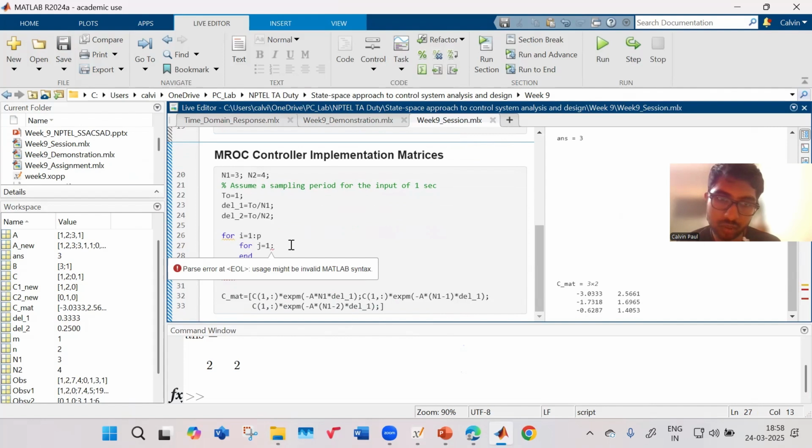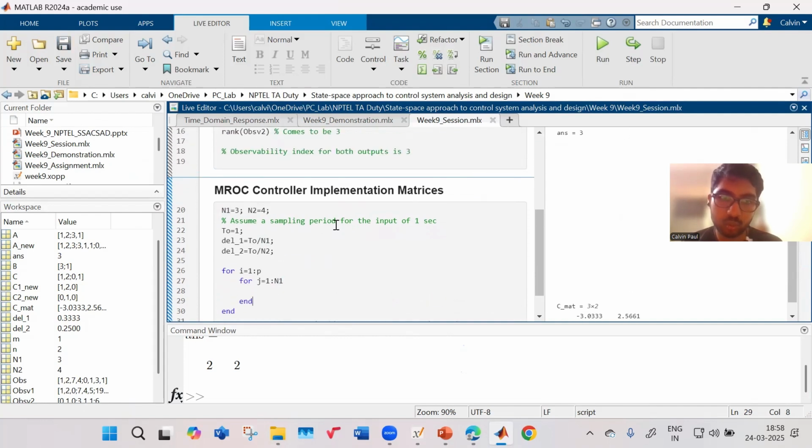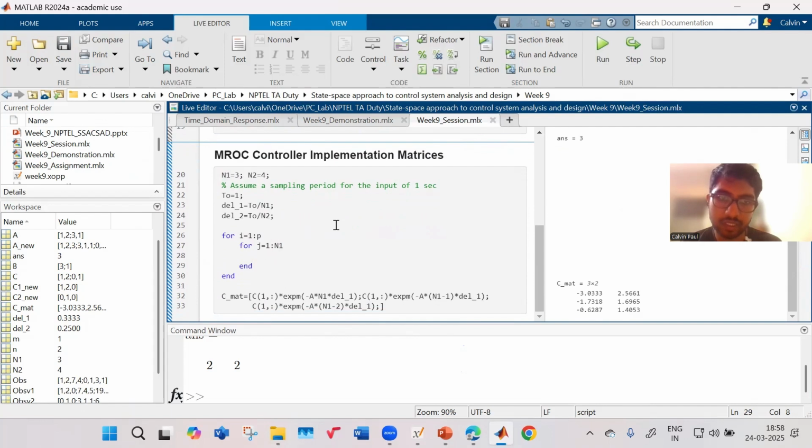J will go from 1 to N1. This is the first case. And the next case, J will go from 1 to N1. Okay, let us consider the first case. I equals 1 to P.